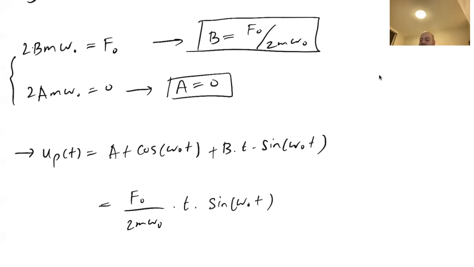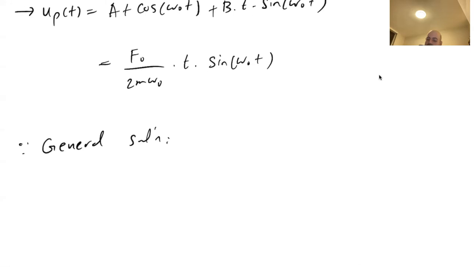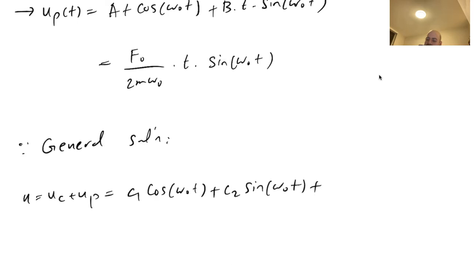Let me write the general solution as well. General solution: u equals uc plus up equals c1 cos omega naught t plus c2 sine omega naught t plus f0 over 2m omega naught times t sine omega naught t.